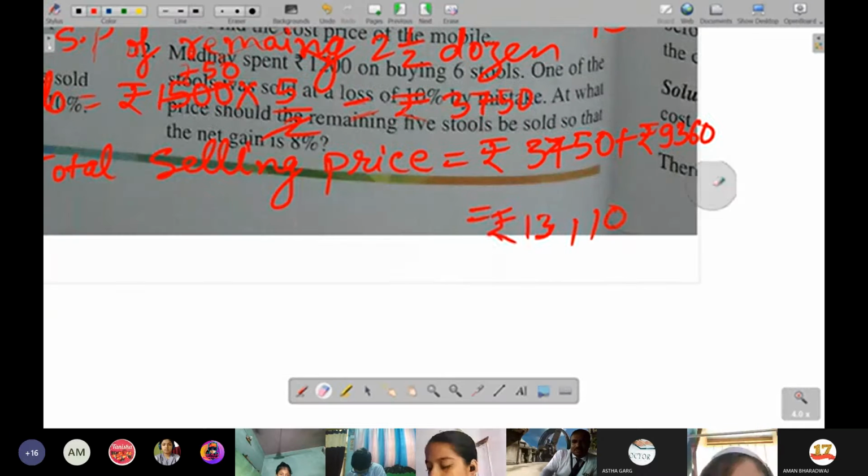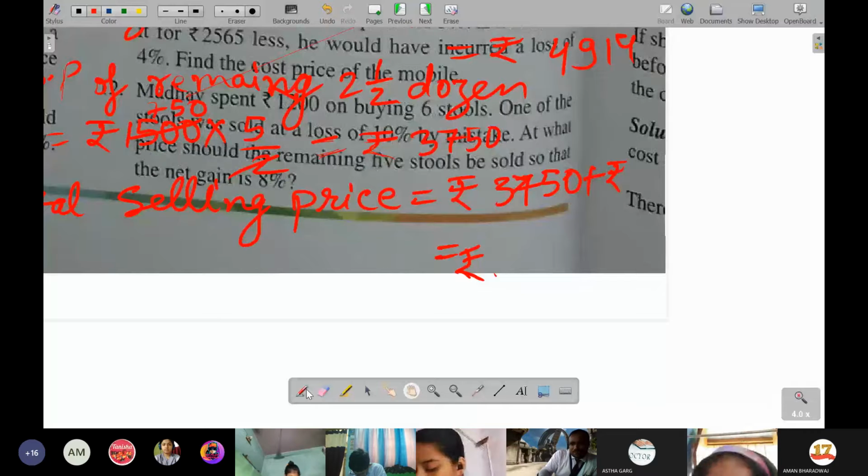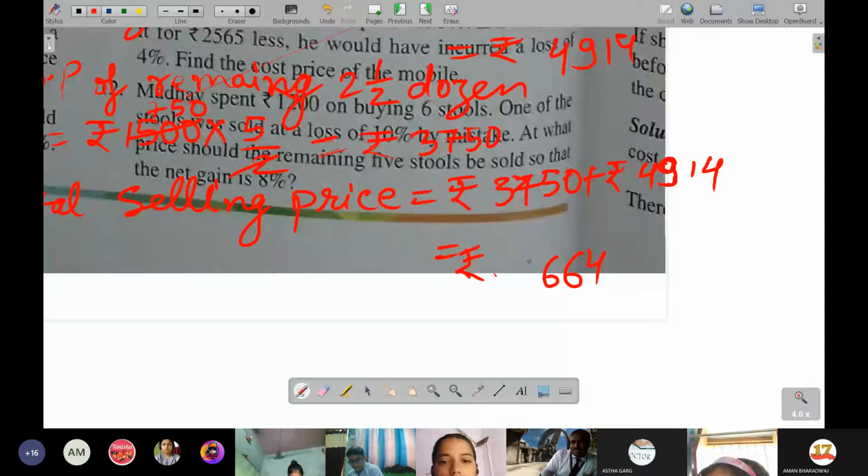So here we have to add 4,914. How much was it? 4,914. Yes. So 4,914 plus 3,750: 4 and 0, 4, then 1 and 5, 6, 9 and 7, 16, carry 1, 4 and 3, 7 and 1, 8. That is 8,664.